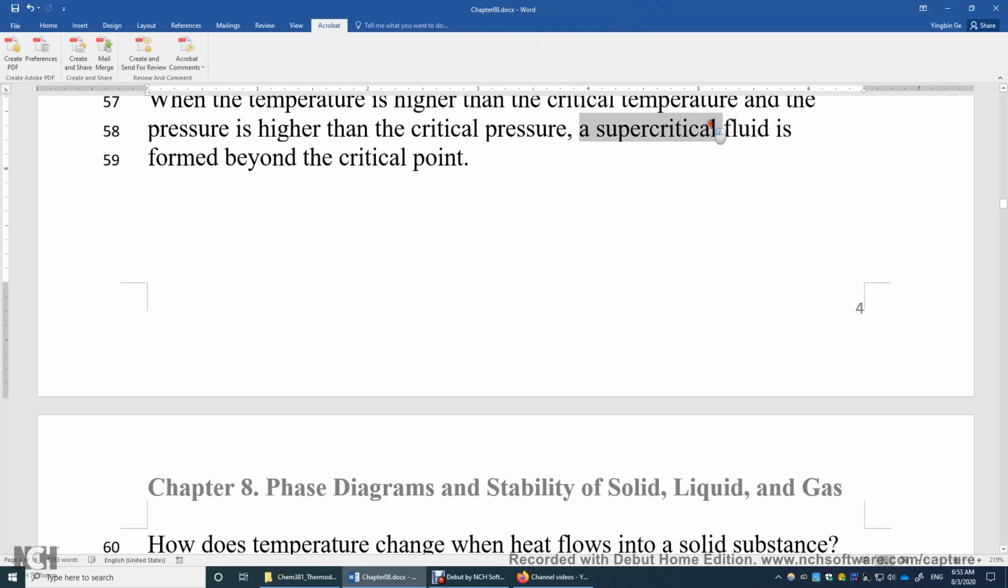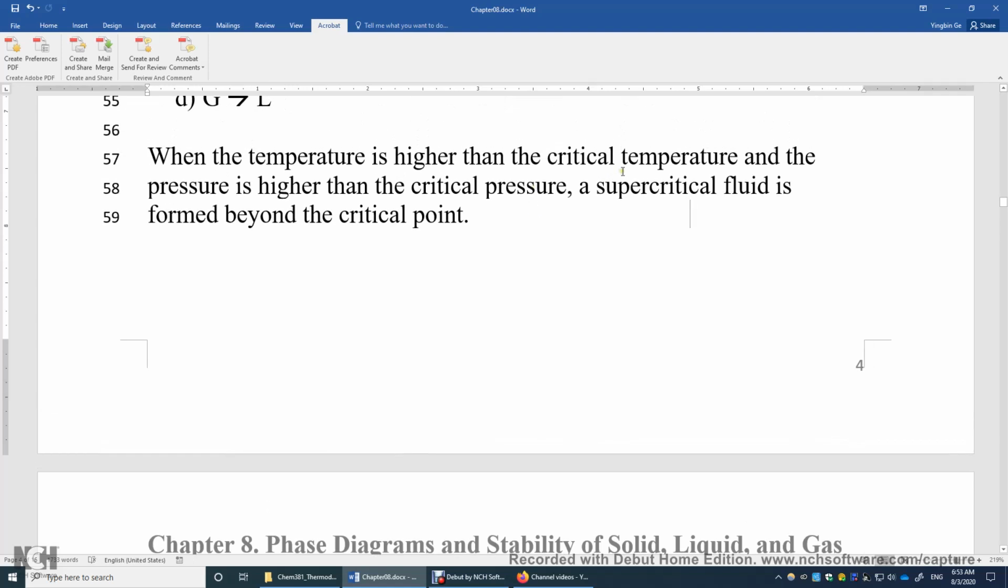The use of supercritical fluid. Do you drink decaffeinated coffee? In industry, they use the supercritical fluid of CO2, carbon dioxide, to take the caffeine out of the coffee beans.